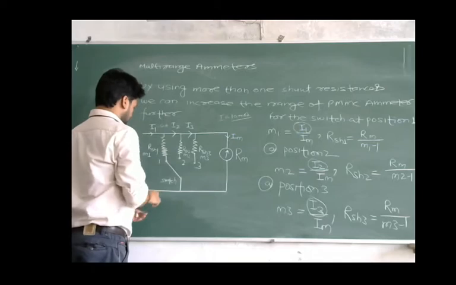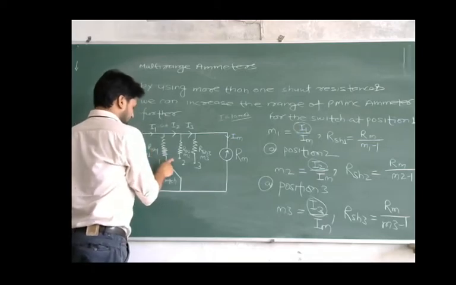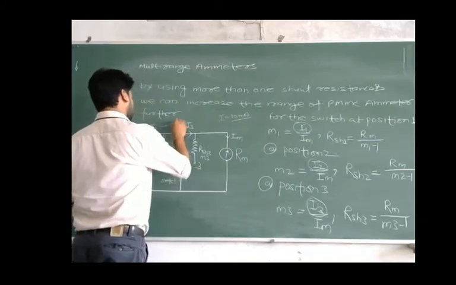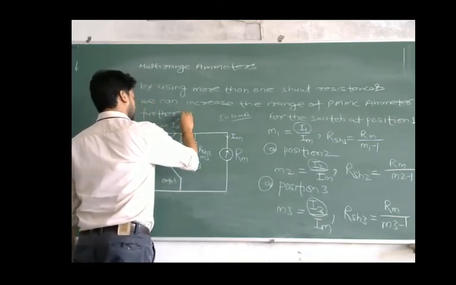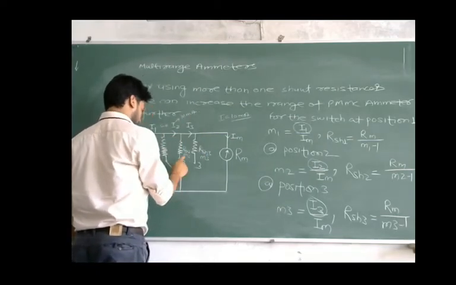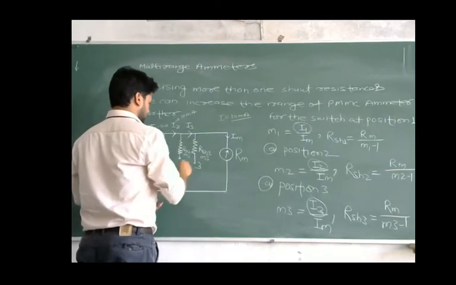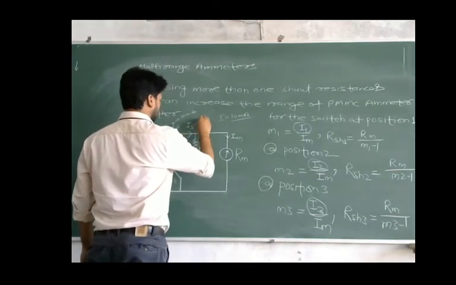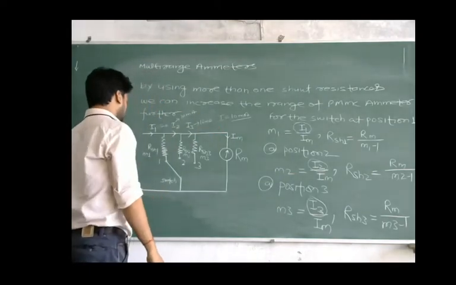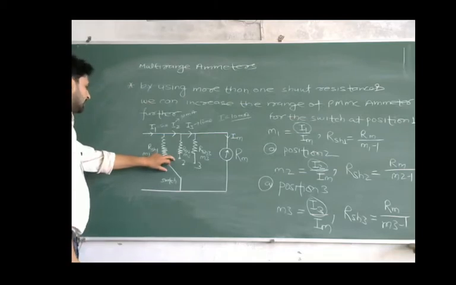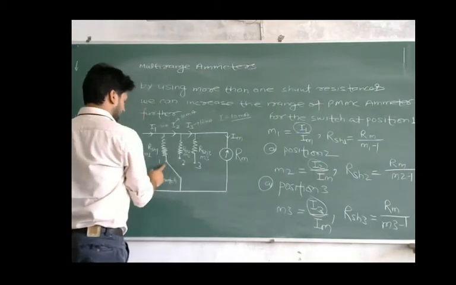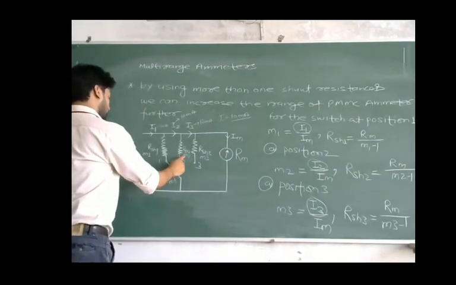Suppose when this switch is connected to position 2, the maximum current that can be measured is 10 milliampere, and when this switch is connected to position 3, the maximum current that can be measured is 12 milliampere. So obviously, when this switch is connected to position 1 and I have to measure a 10 milliampere current, I have to move this switch to position 2.